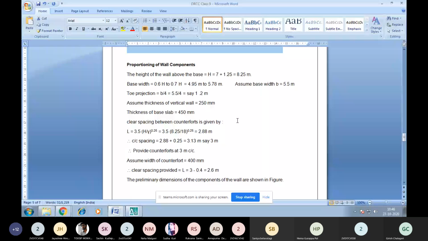Then the width of the counterfort is 400 mm. So the clear spacing between the counterforts will be capital L, that is 3 meters minus 0.4. It will be 2.6 meters, the clear spacing between the counterforts. So these are the dimensions we have calculated in today's class from the given data.